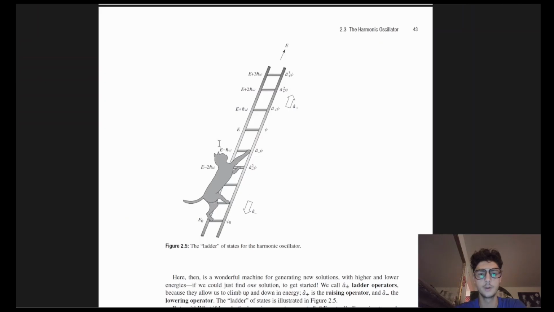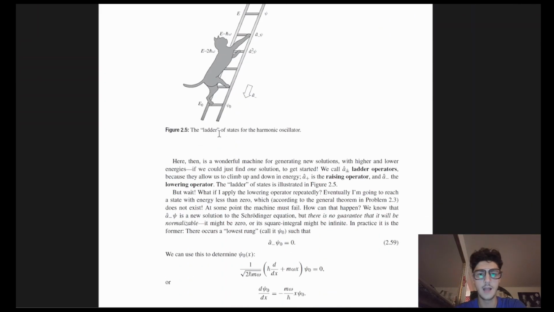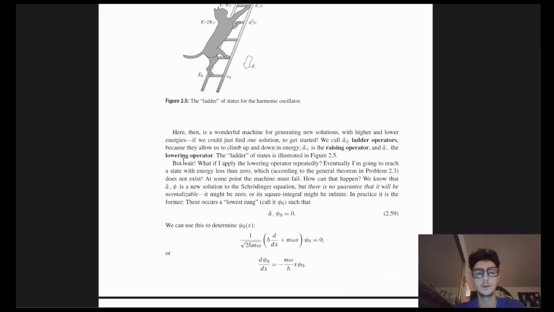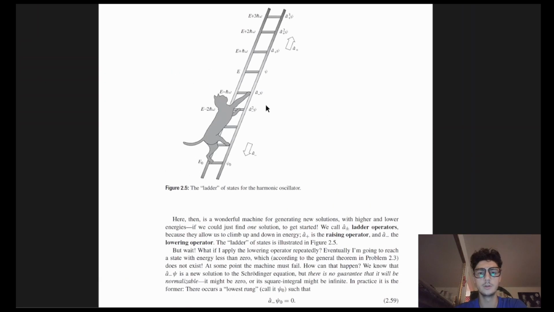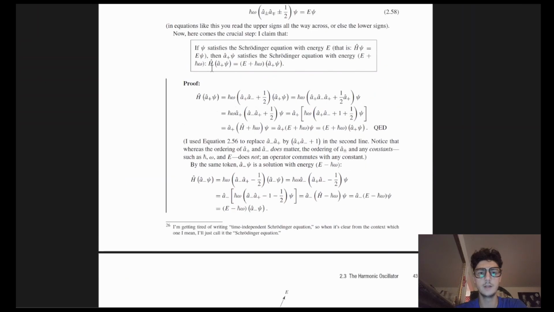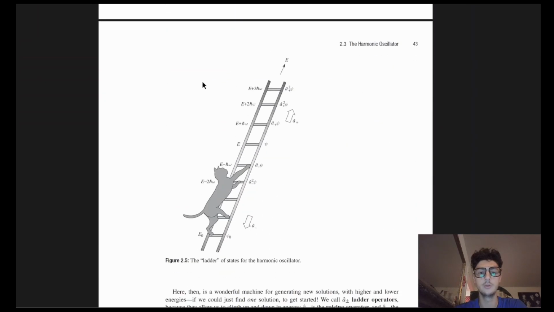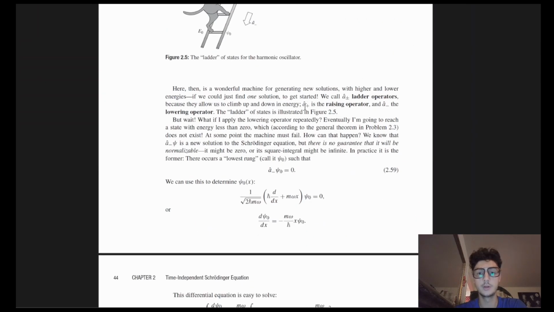Here we have a cool picture of a cat climbing this ladder, and on the ladder we have these interesting symbols. The ladder of states for the harmonic oscillator. Here, then, is a wonderful machine for generating new solutions with higher and lower energies if we could just find one solution to get started. So we find one solution, and we apply these raising and lowering operators, and we find new solutions. But we still haven't found one solution, so we need to find the first one.